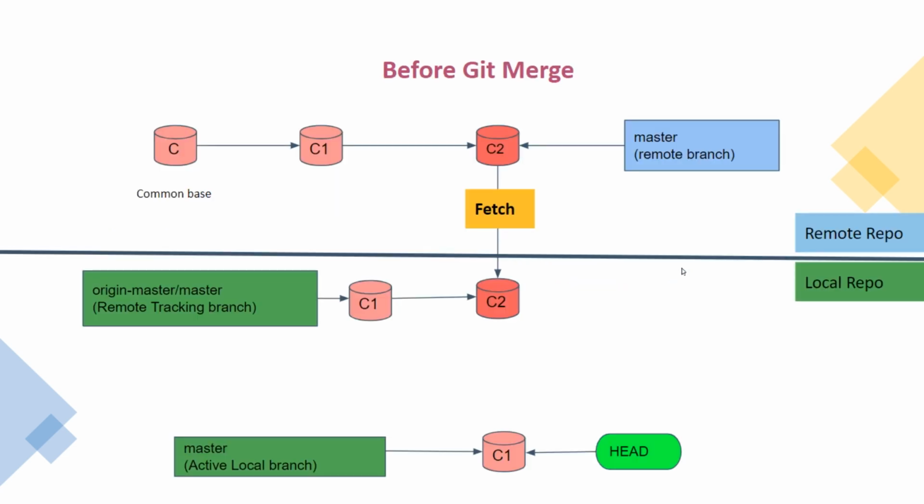Here is the picture, it shows before the merge. Here, from the remote repo we are fetching. When it fetches, it will update the remote tracking branch. In this case, the remote tracking branch is origin master/master. Now after this fetch, we have to manually run the git merge command. It will merge the changes updated in the remote tracking branch into the local branch.